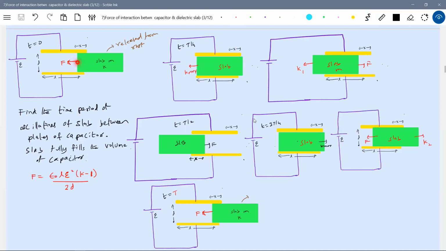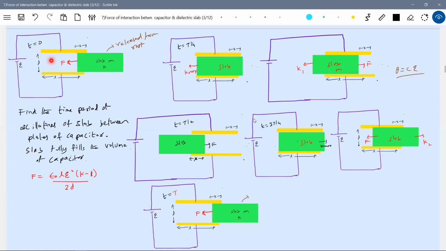The moment I release the slab between the plates, with some x length of slab between the plates, it will start accelerating. Capacitance will increase. Potential difference constant, capacitance increases, charge should increase. So these are the logical thinking. Please bring it across the capacitor. If E is constant, C increases, Q should increase. So from where will that additional charge come? From the cell.